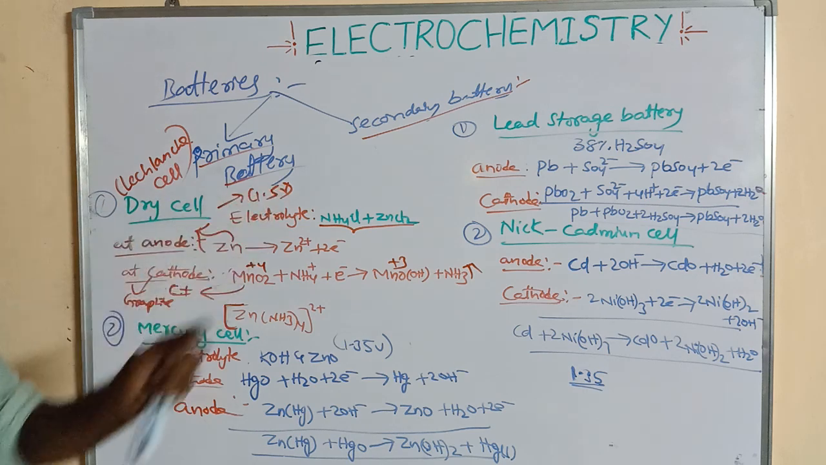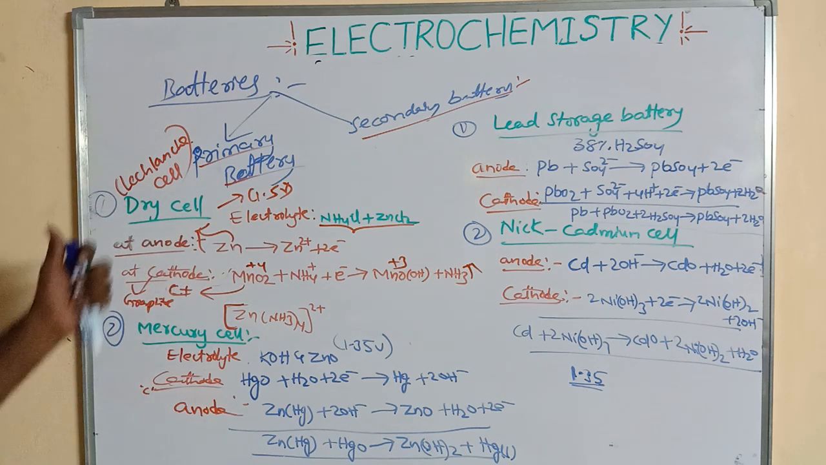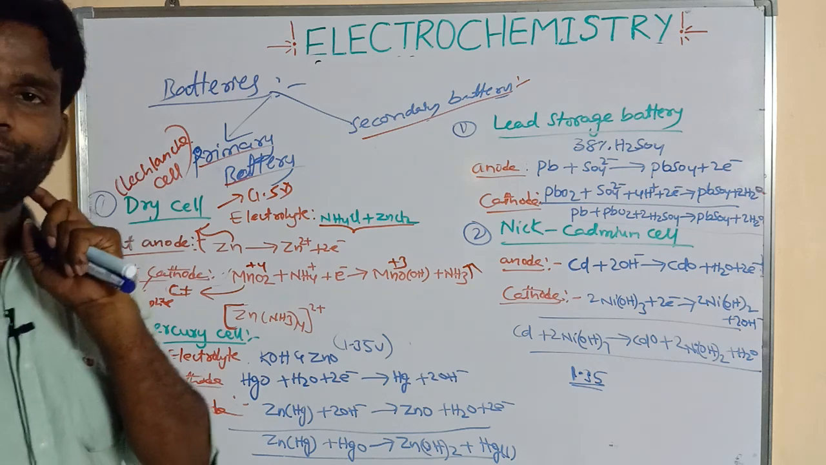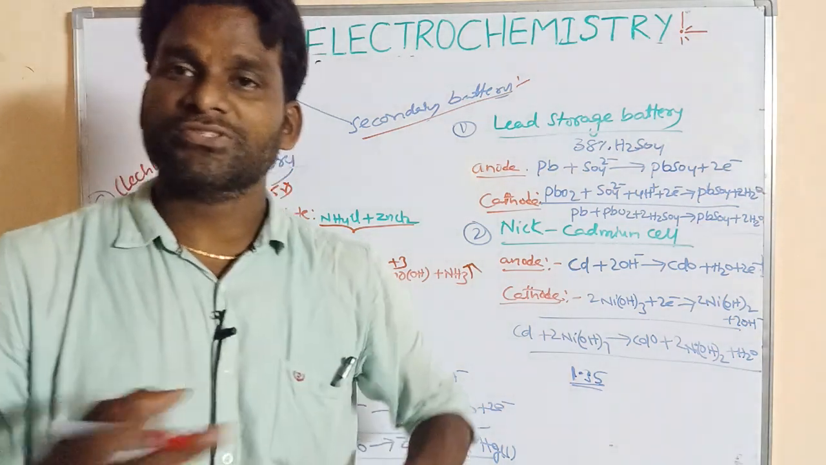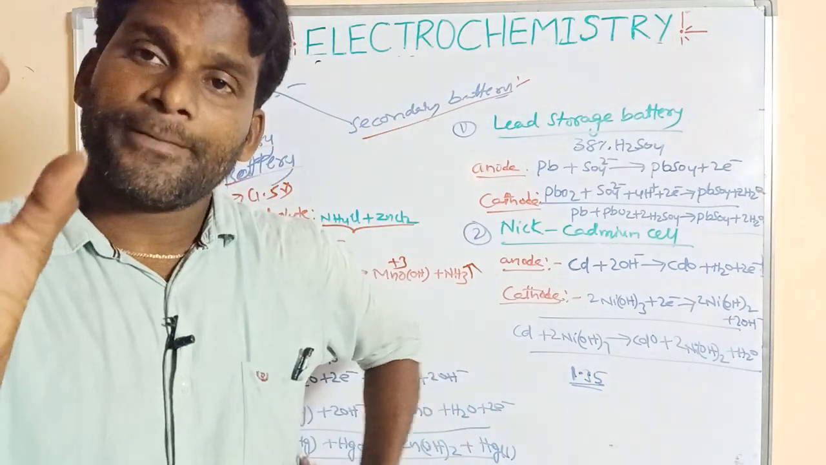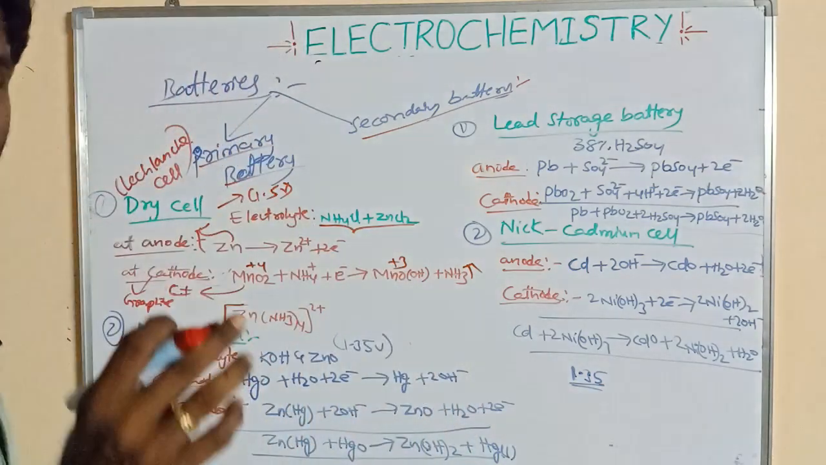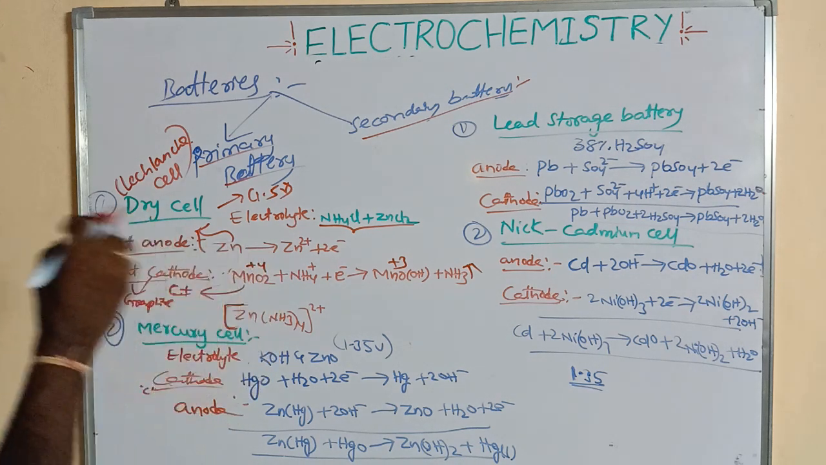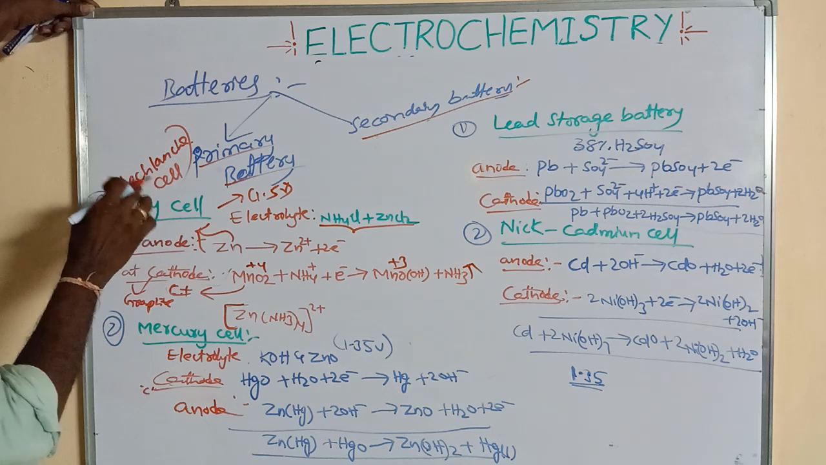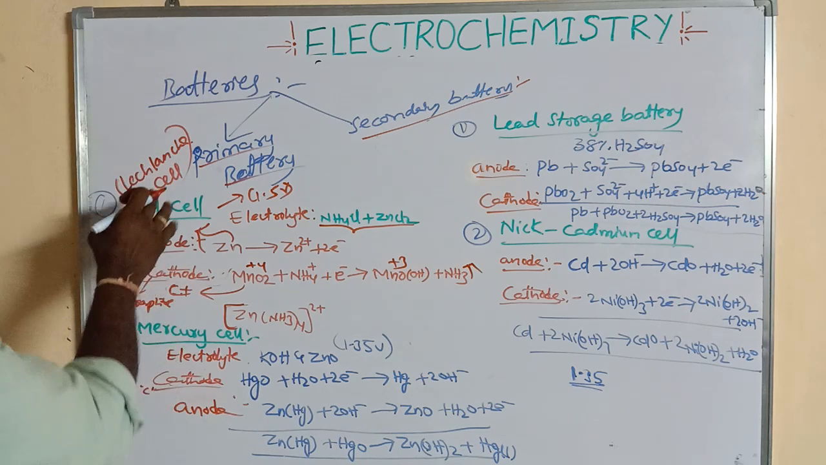Its voltage is 1.5 volts. The dry cell or Leclanché cell is used as batteries in torch lights, TV remotes, and clocks. These are the Leclanché cell.